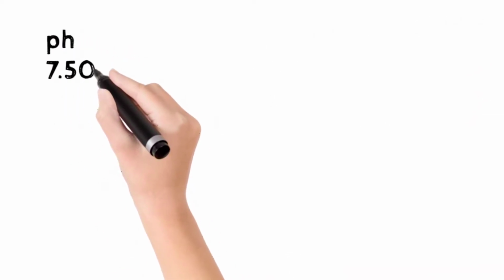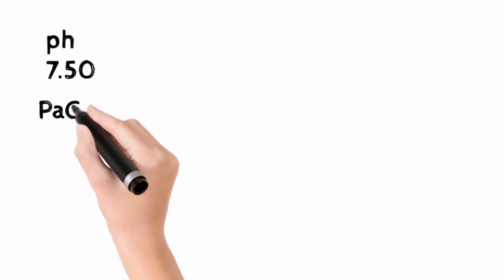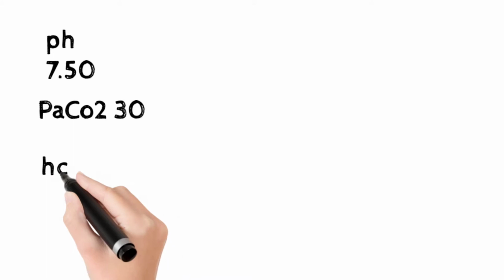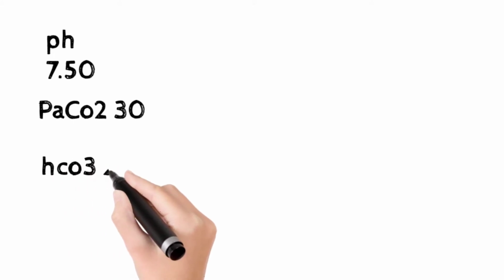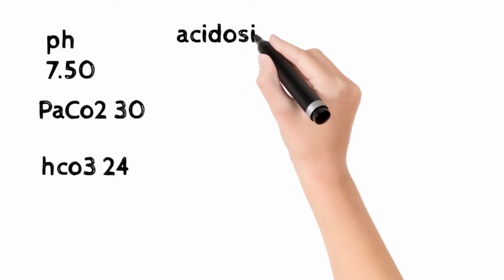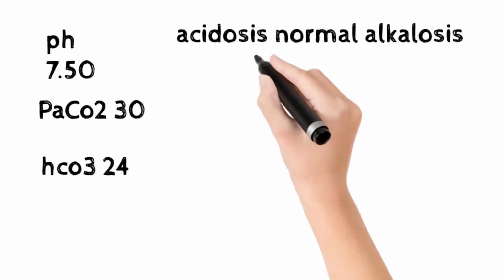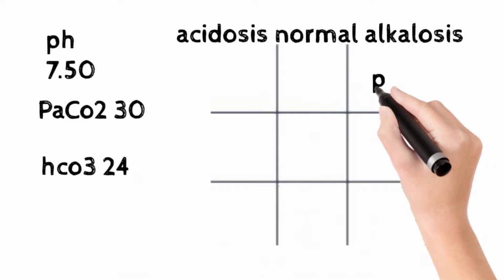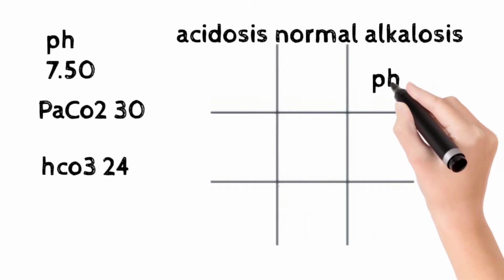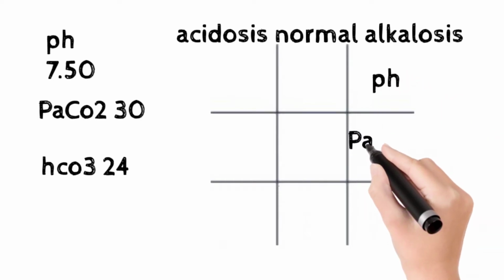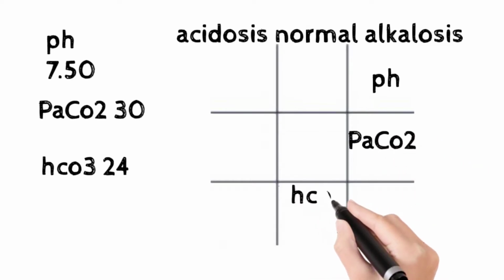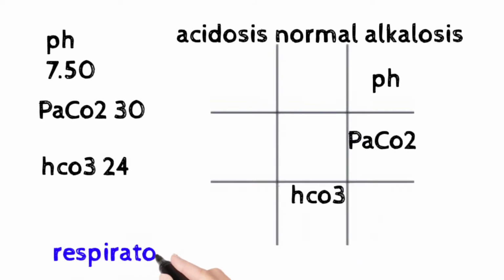Then pH is 7.50, PaCO2 is 30 and HCO3 is 24. So pH is greater than 7.45, so it goes under alkalosis, and PaCO2 lesser than 35 goes under alkalosis and represents respiratory. HCO3 is in the normal range. So it's called respiratory alkalosis.